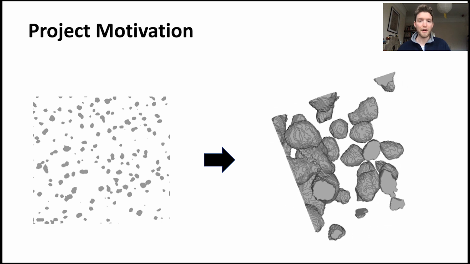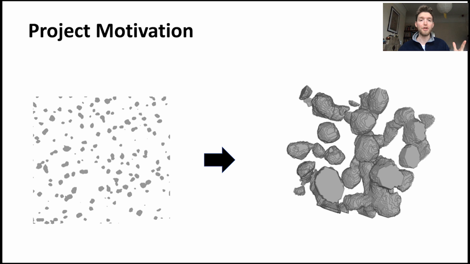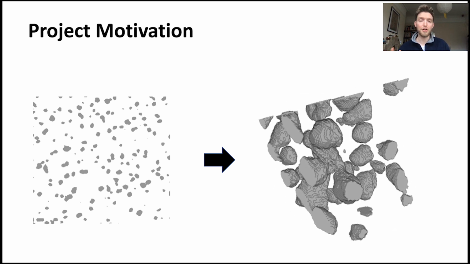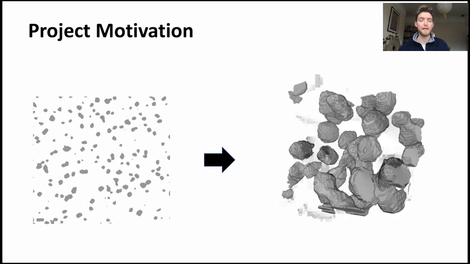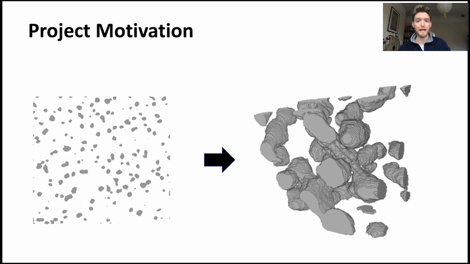So first I'm going to talk about our motivation for this project. As the title says, it's all about generating 3D volumes from a single 2D slice. In the field of material science, volumetric 3D datasets are really important because we can learn a lot about how material behaves and why it behaves in a particular way by doing modeling on those 3D datasets.